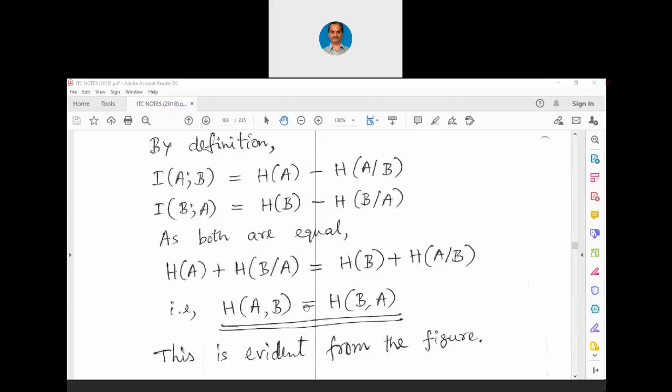Now this H(A,B) or H(B,A) is called the joint entropy, and as both are the same, this is evident from the figure.